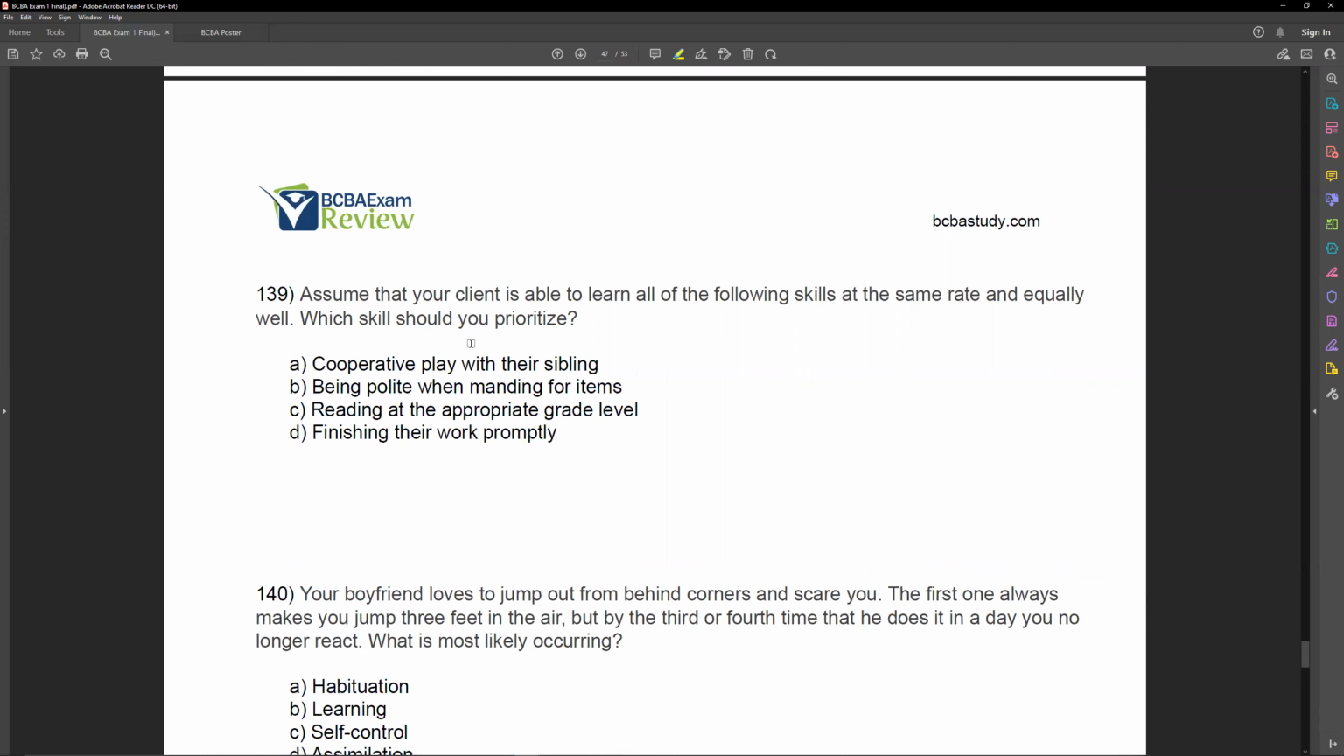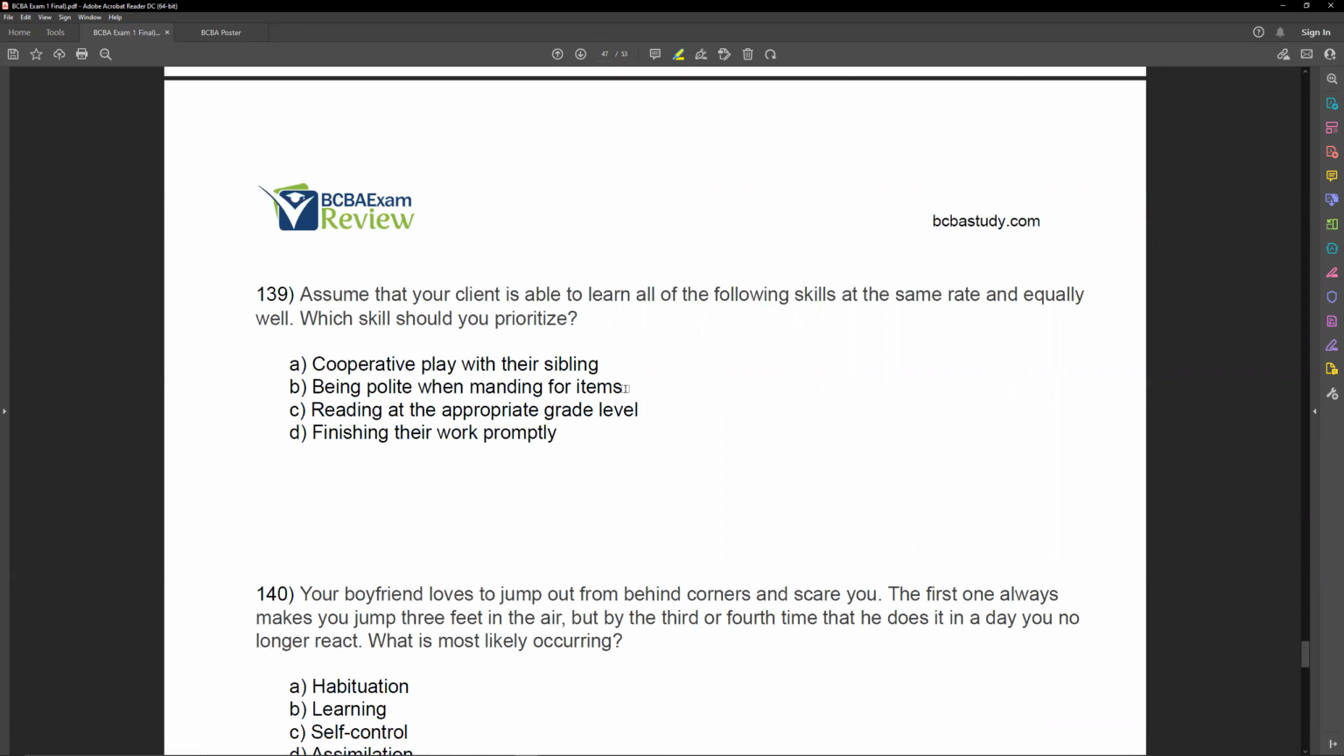So what are we going to do here? We're going to look for the most socially valid and meaningful behavior. A, cooperative play with your sibling. Okay, pretty important, right? We want them to get along with their sibling or at least be cordial. So far, A is our best answer, but it's the only one we've read. Always read all of your answer choices.